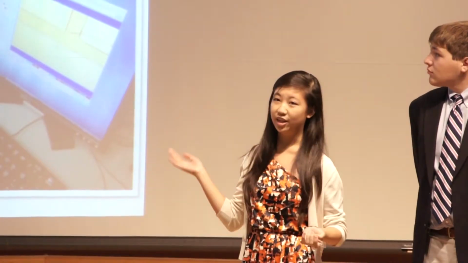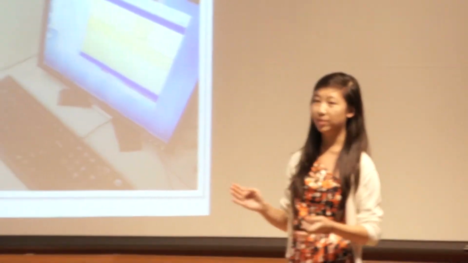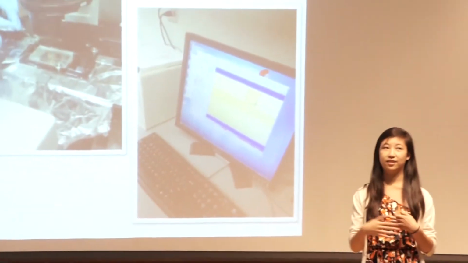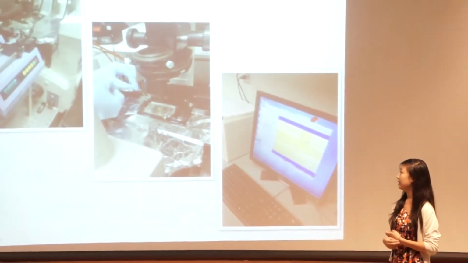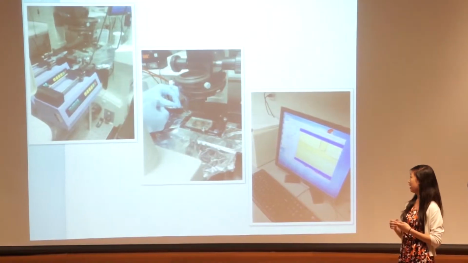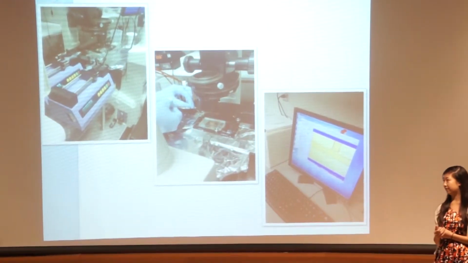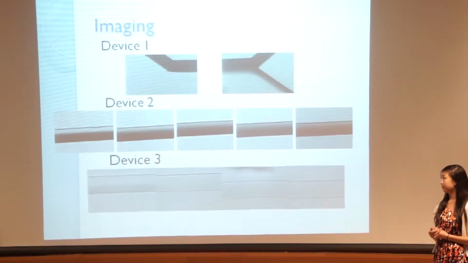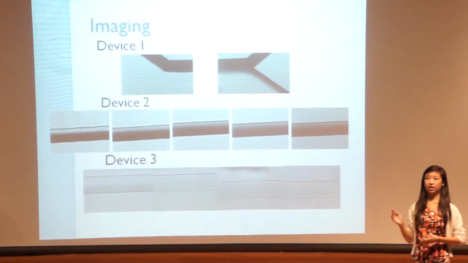This is our lab setup. At the top left, we have syringe pumps that pump the green dye and the distilled water through the device. In the middle there, that's the device itself on the microscope stage. And on the bottom right is the software that we have to analyze. And these are just some of the images that we took.